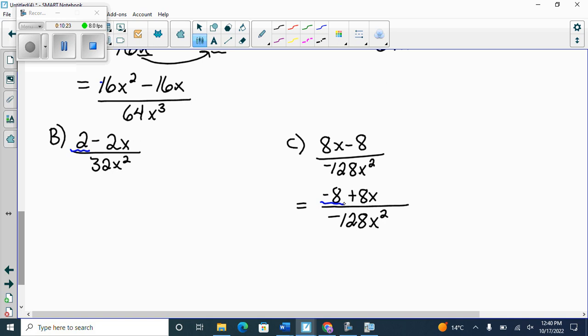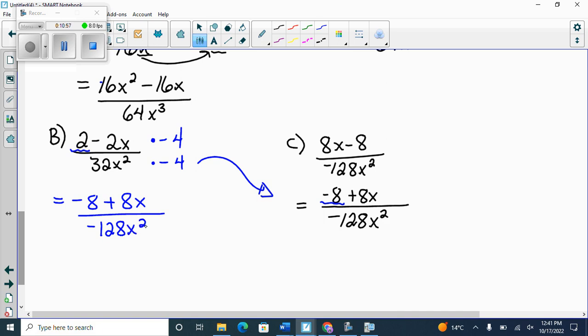Yeah, multiply by negative 4. Now if they're truly equivalent, I have to do it to the top and to the bottom to get this. If I only do it to the numerator or the denominator and not both, it's not equivalent. Because to be equivalent, you have to multiply the top and the bottom by the same thing or divide the top and the bottom by the same thing. So I'm going to get 2 times negative 4 is negative 8. Negative 2x times negative 4 is positive 8x. And then negative 4 times 32 is negative 128x squared. Do they match? Yes, so they're equivalent.